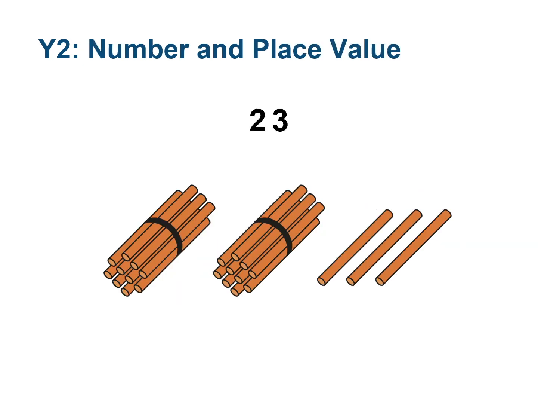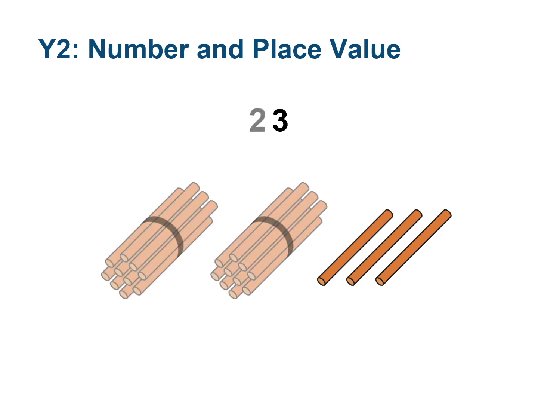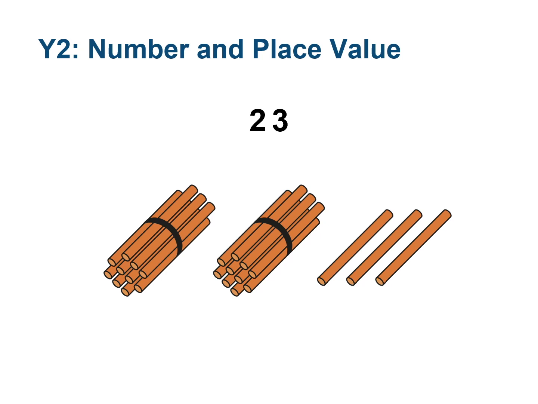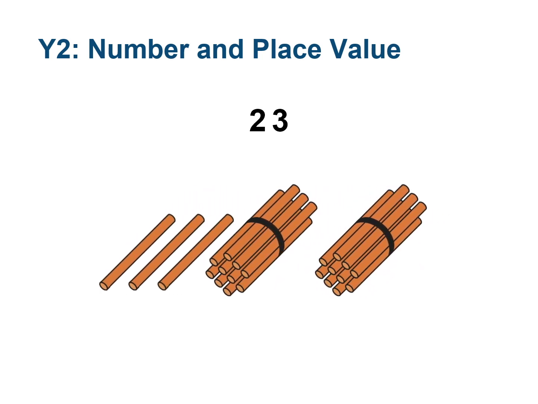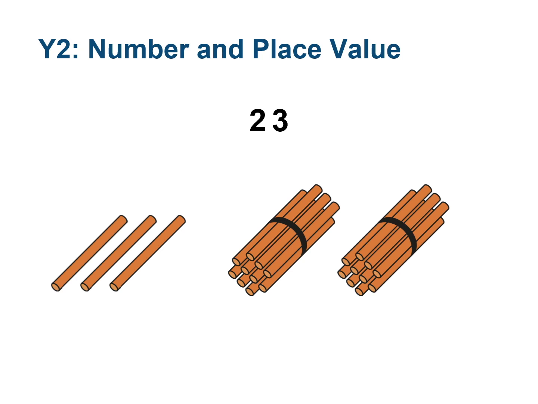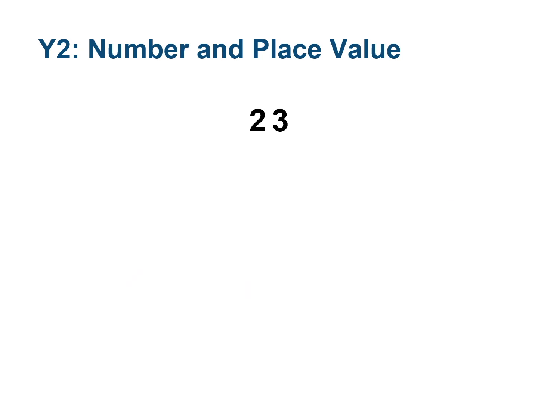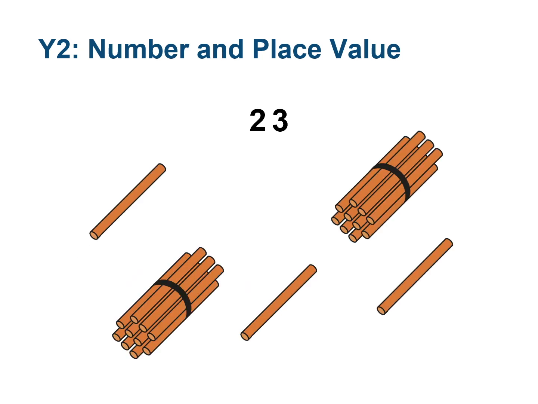In year 2, pupils must be taught to connect the way that 2-digit numbers are written in numerals to their value. This is the number 23. The 2 shows we have 2 groups of 10. The 3 shows we have 3 extra ones, and they must be able to do this when the position of tens and ones manipulatives is reversed, or when the tens and the ones are presented randomly.